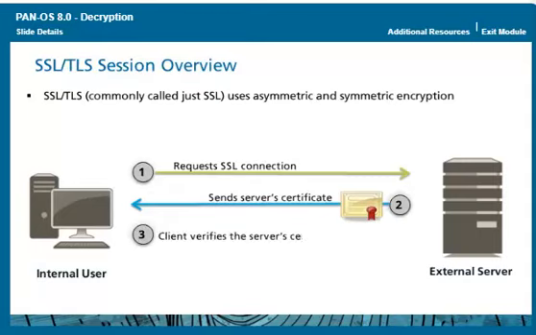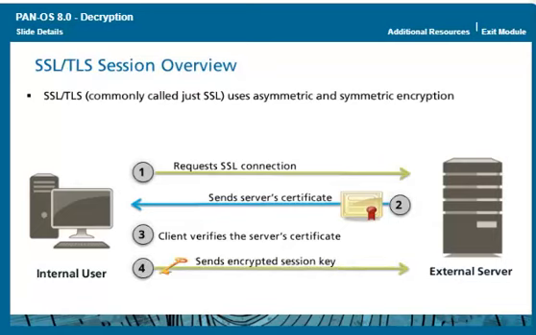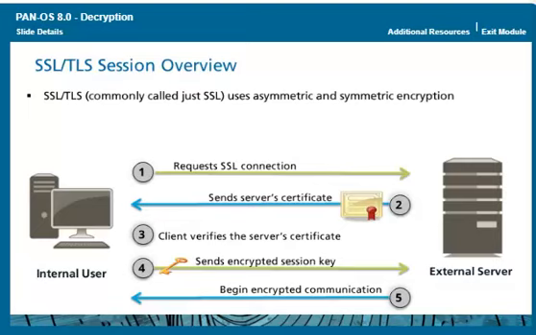3. The client uses the PKI to validate the server certificate and server's public key. 4. If the certificate is valid, the client uses the server's public key to encrypt a symmetric session key and send it to the server. 5. The server uses its private key to decrypt the session key. Both sides use the session key to encrypt communications.